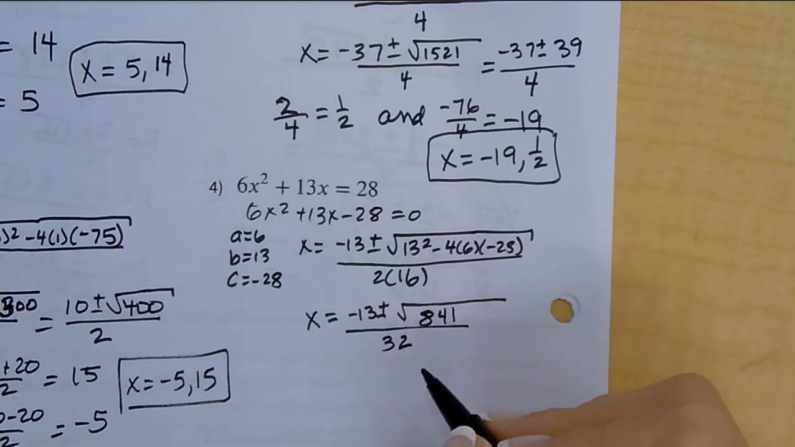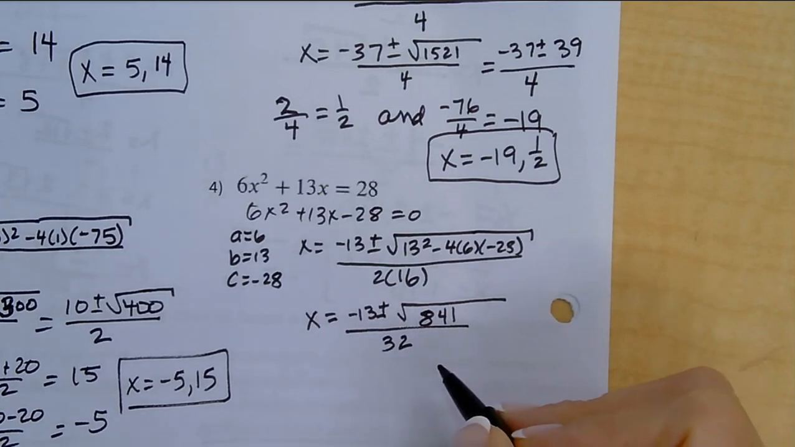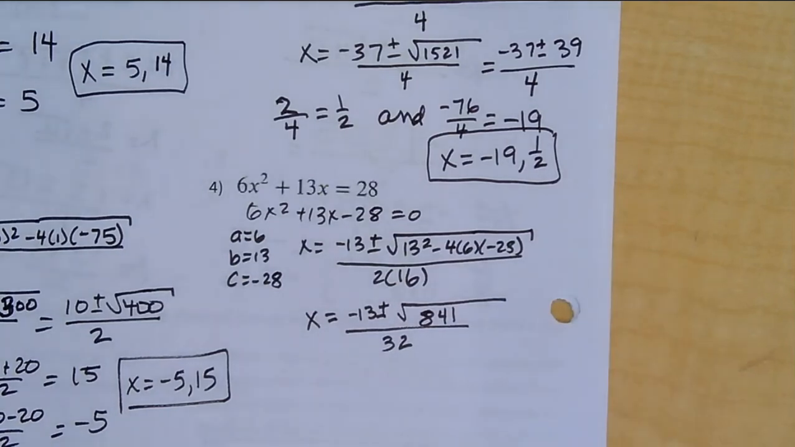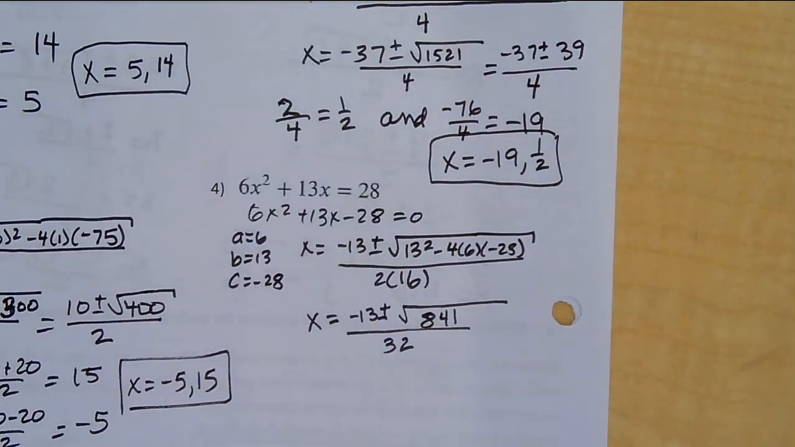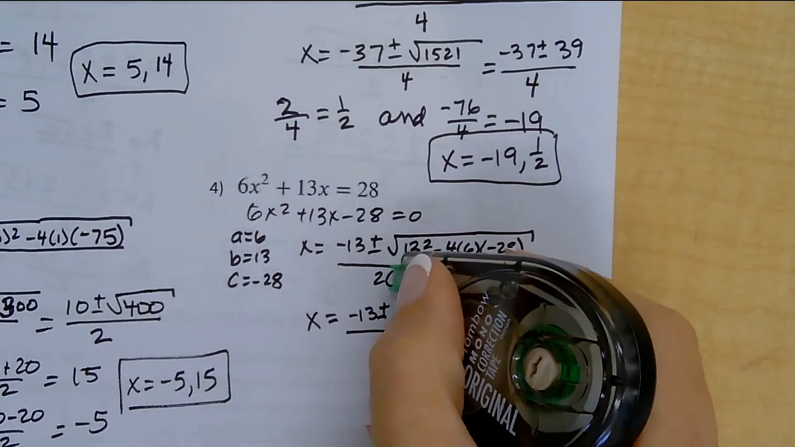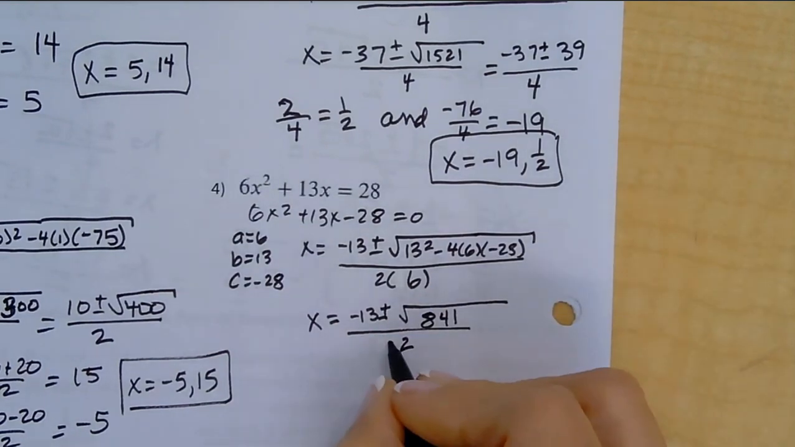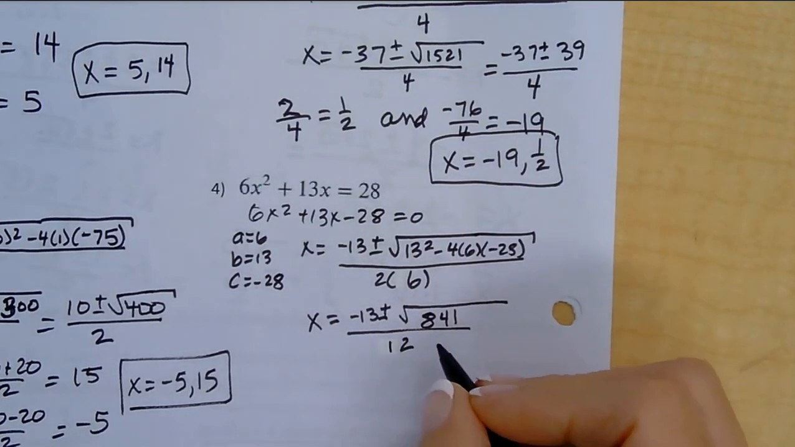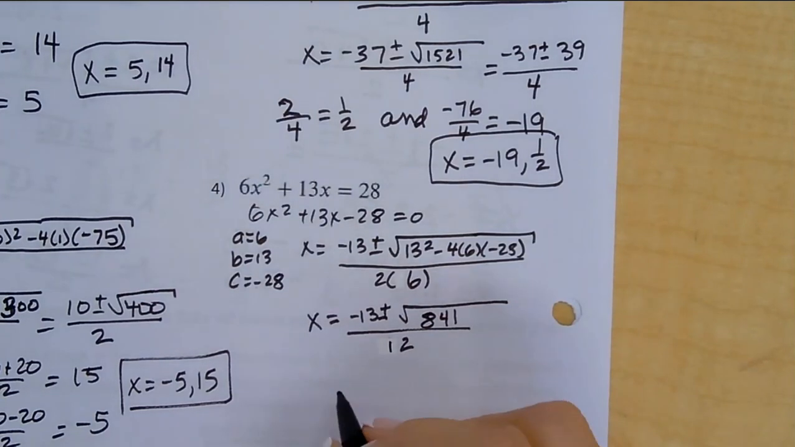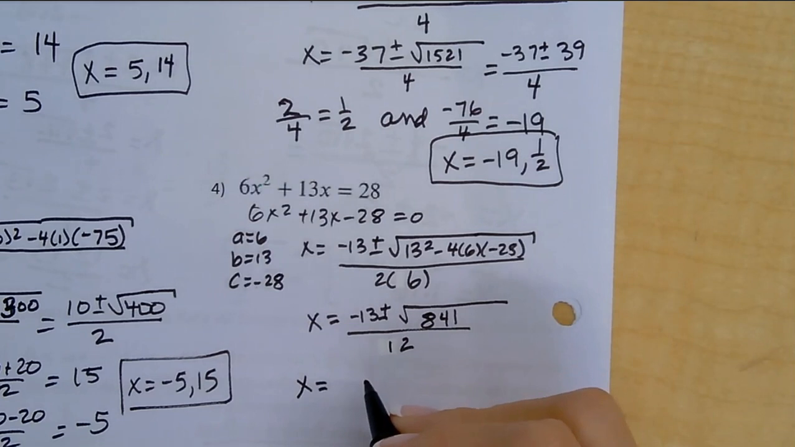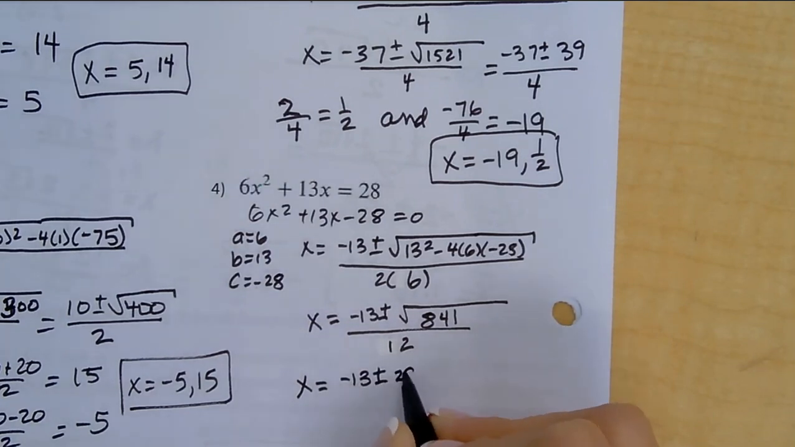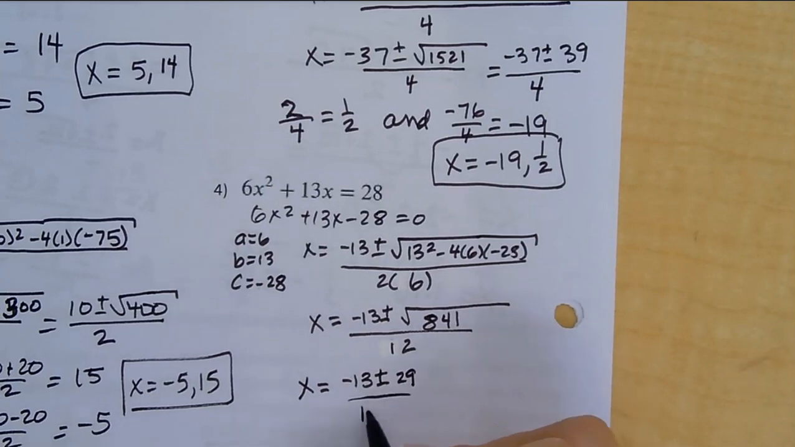Okay, so 32, listen to me, that's not correct. Hold on. Sorry, that's not 16, that's 6. I'm making stuff up. So that makes that 12. Sorry about that. -13 plus or minus the square root of 841 all over 12. And so I know that x equals -13 plus or minus 29 all over 12.